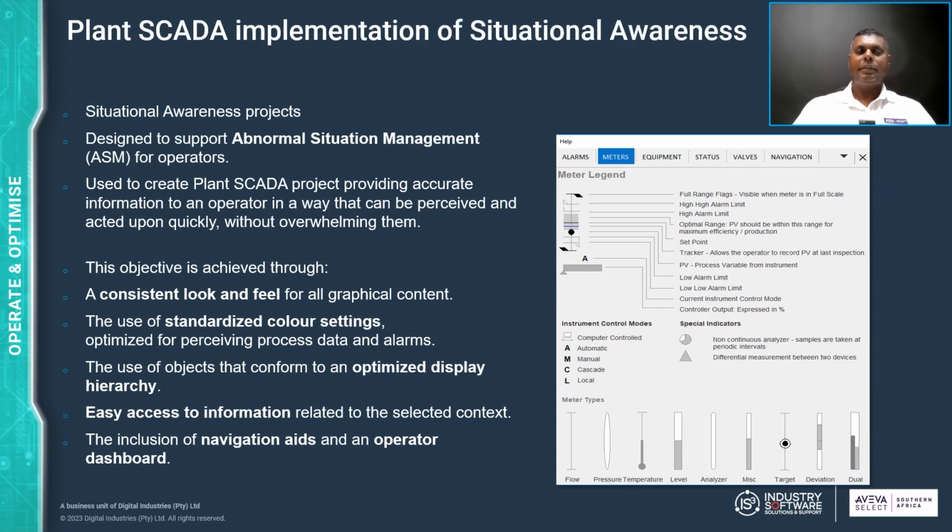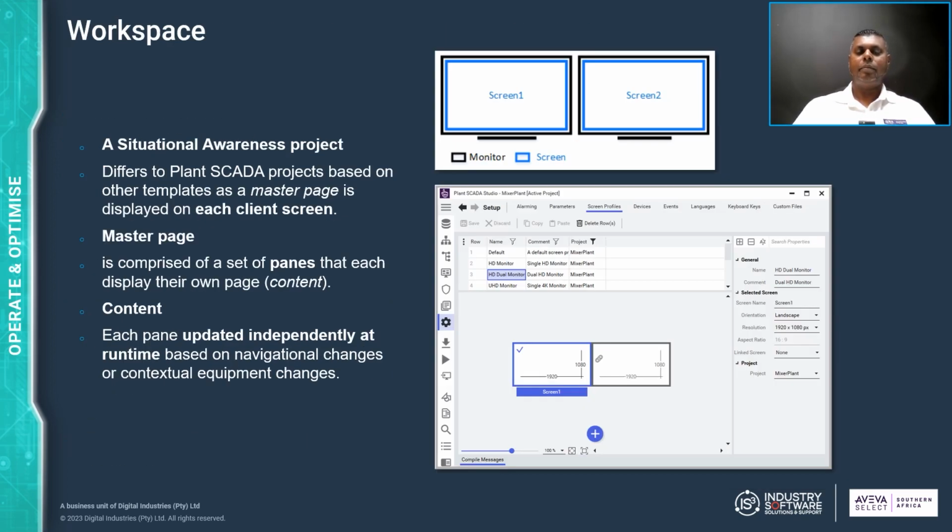Situational awareness projects. A situational awareness project is designed to support abnormal situation management for operators. It can be used to create a Plant SCADA project that provides accurate information to an operator in a way that can be perceived and acted upon quickly without overwhelming their cognitive abilities. The objective is achieved through a consistent look and feel for graphical content, the use of standardized color settings optimized for perceiving process data and alarms, the use of objects that conform to an optimized display hierarchy, easy access to information related to the selected context, the inclusion of navigation aids, and operator dashboard.